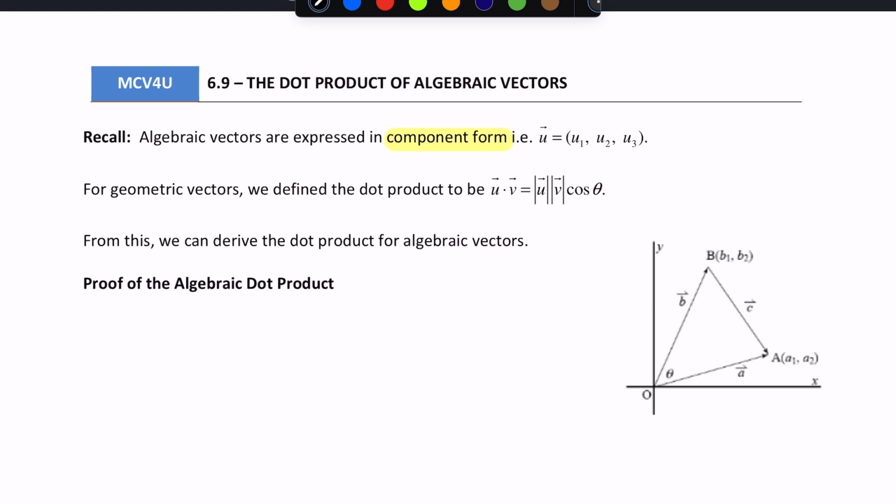For geometric vectors, we define the dot product to be vector u dot vector v is equal to the magnitude of vector u times the magnitude of vector v times cos theta. From this particular formula that we're provided for geometric vectors, we can derive the dot product for algebraic vectors.